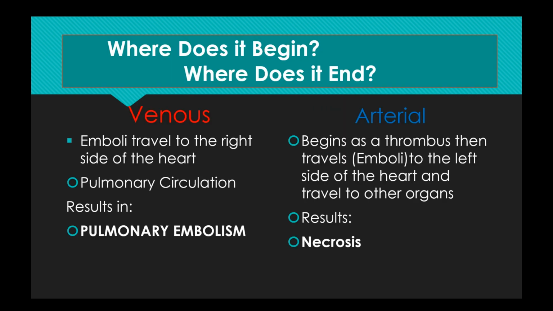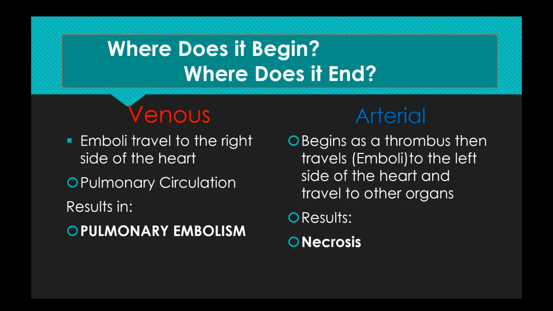So where does it begin? Where does it end? This is very important because we have to think: where's it going to end? Where's it going to cause the most damage? And as we know, venous blood or the venous system are vessels leading towards the heart. They don't necessarily have to be deoxygenated. It just is the direction towards the heart.